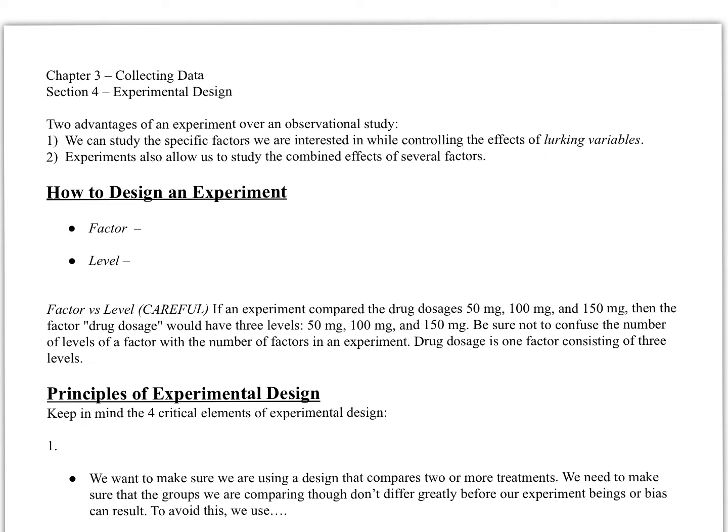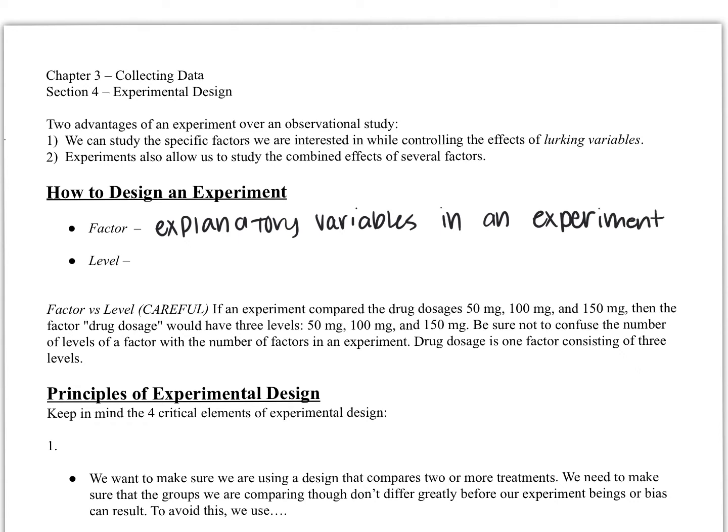When you're designing an experiment, you need to have two things, your factor and your level. The factors are your explanatory variables, specifically in an experiment. And the level is the various groups the factors take.